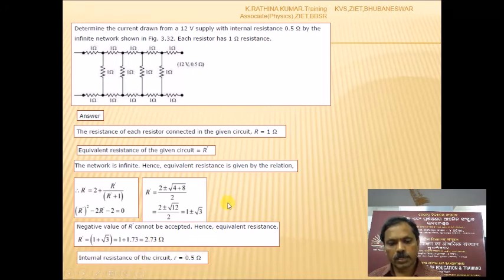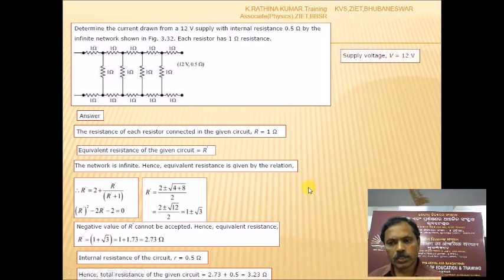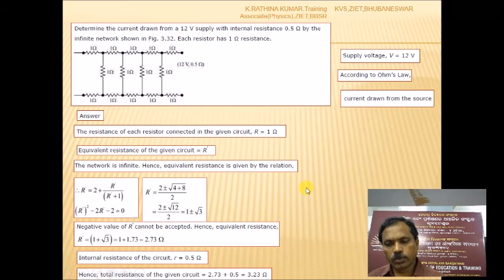The internal resistance of the circuit is given as 0.5 ohm. Hence the total resistance of the given circuit is adding these two, 3.23 ohms. Then the supply voltage is 12 V. According to Ohm's law, the current drawn from the source is given by the ratio 12/3.23 = 3.72 ampere.